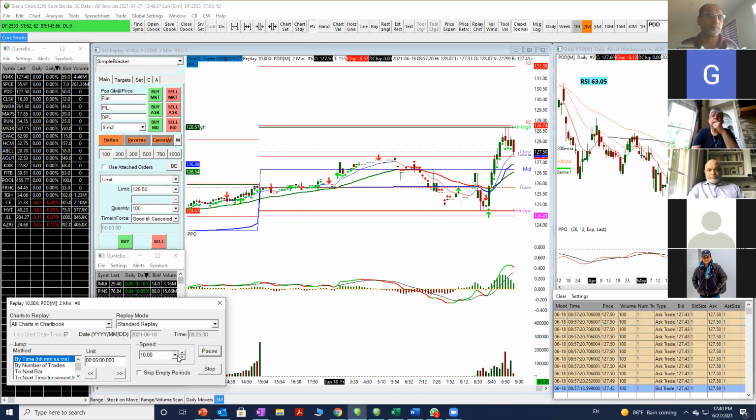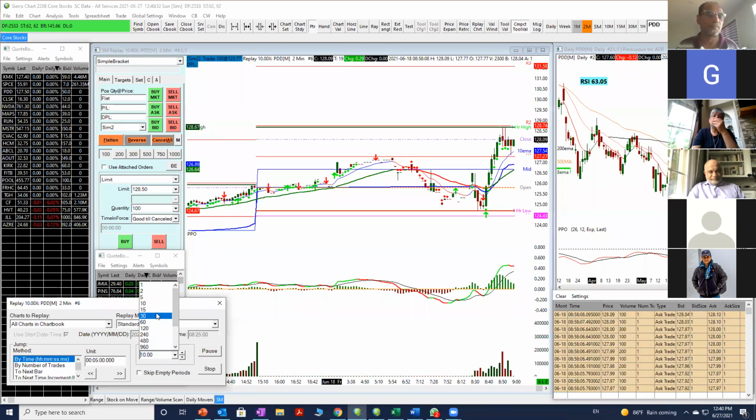Resume our journey, and we can speed up to save time here. Instead of 10, let's do it 15. What do you think? What will the stock do at this time, guys? Any experienced traders?